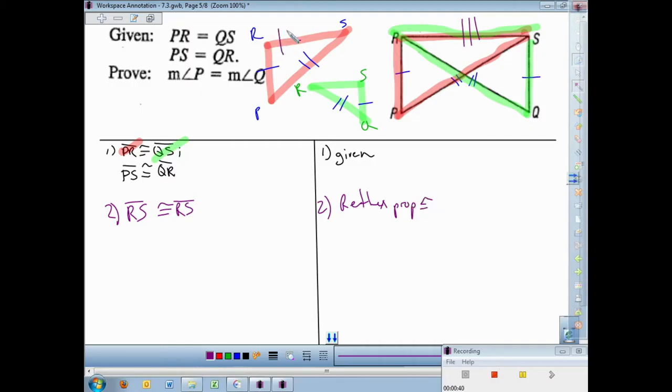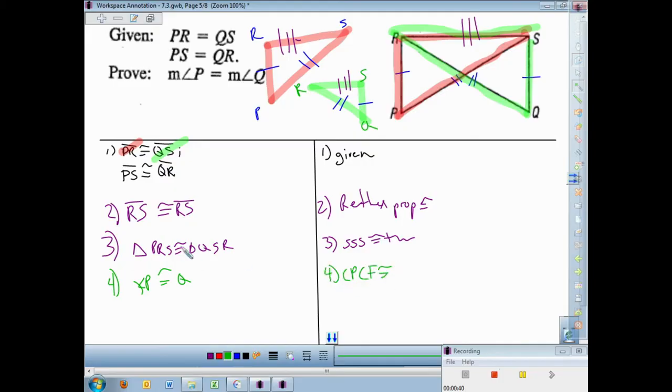And then you mark it in all three pictures if you have all three pictures drawn. Do you have enough information to prove those two triangles congruent? Oh yeah. Triangle PRS, the red one, is congruent to triangle QSR (P corresponds with Q, R corresponds with S, and S corresponds with R) by the side-side-side congruence theorem. And then step 4, you finally get what you want. Angle P is congruent to angle Q because those are corresponding parts of congruent figures, so they should be congruent to each other.